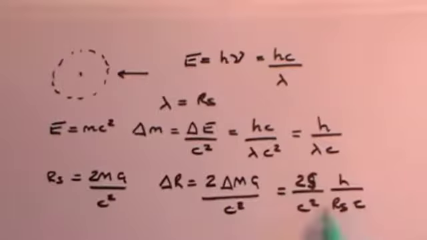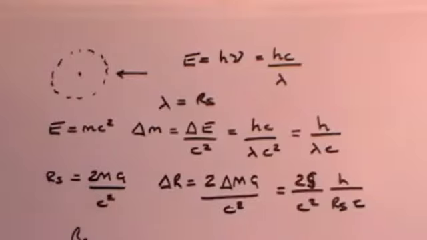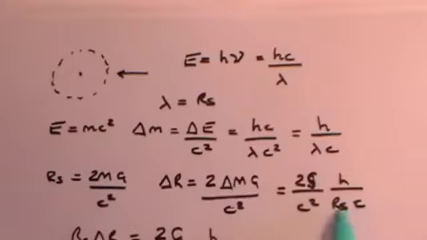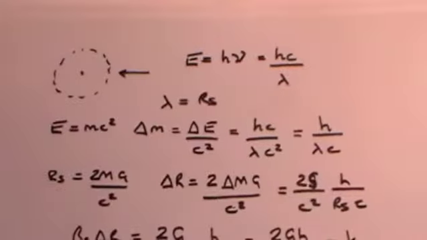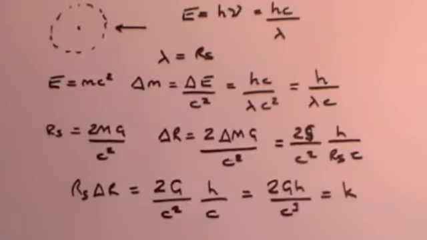And if I bring that Rs term up here, I get that Rs delta r is equal to 2g divided by c squared times h over c from here. I've just brought that Rs term up on this side of the equation. And that's 2gh over c cubed. And that's a constant.